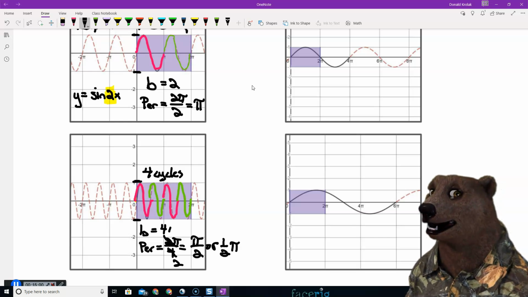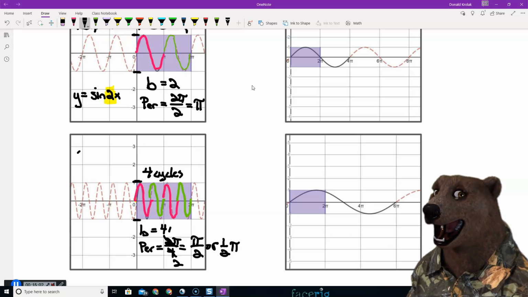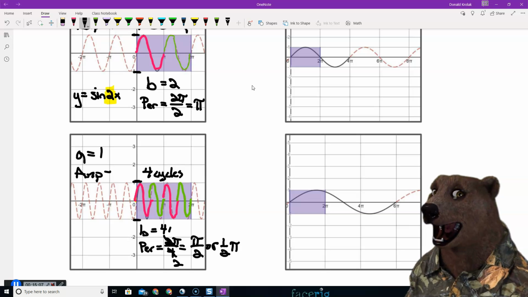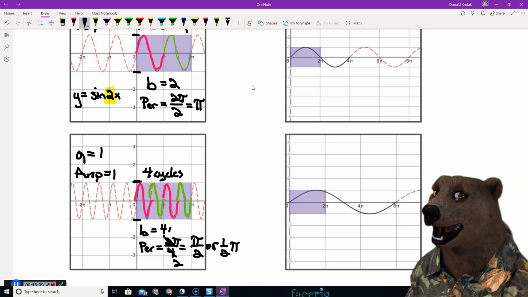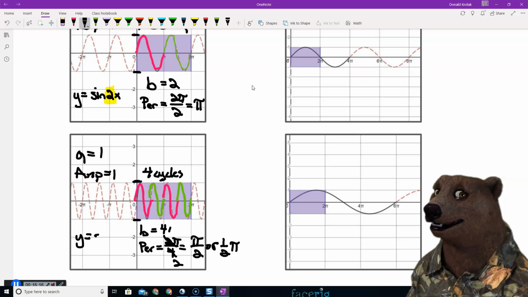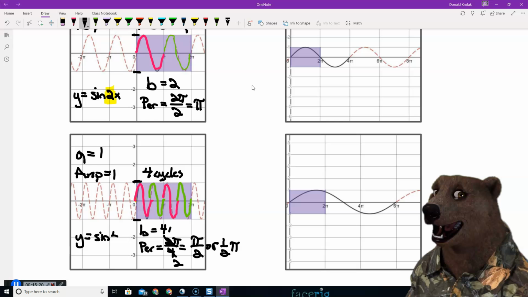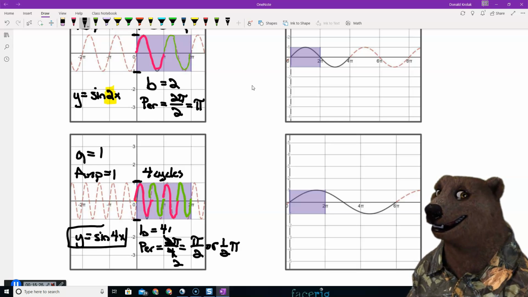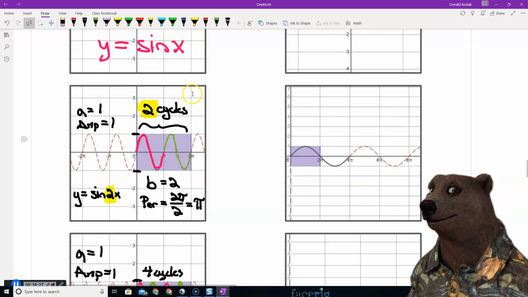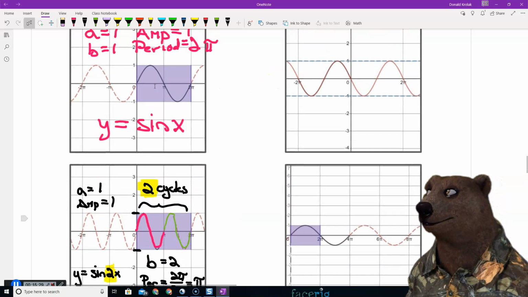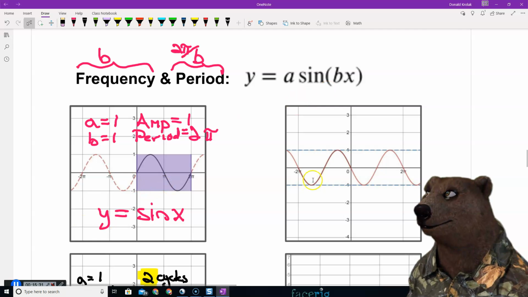Amplitude is still 1. Okay, so A is 1, so my amplitude is 1. So this equation would be y equals A is 1, this is a sine graph, and B is 4. So this would be 4x. Alrighty.